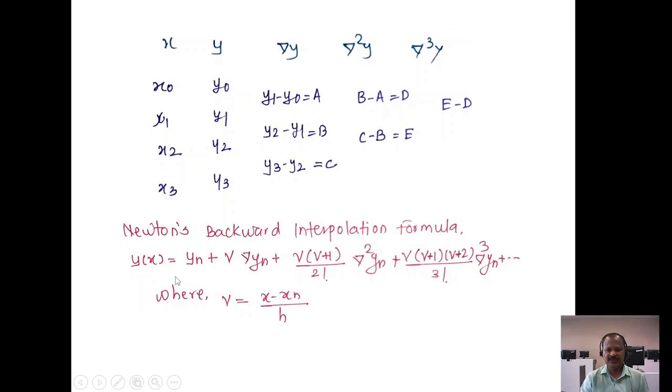Again we can see the formula. It is y of x is equal to yn plus v into delta yn plus v into v plus 1 upon 2 factorial into delta square yn plus v into v plus 1 into v plus 2 upon 3 factorial into delta cube yn plus so on, where v is equal to x minus xn divided by h.